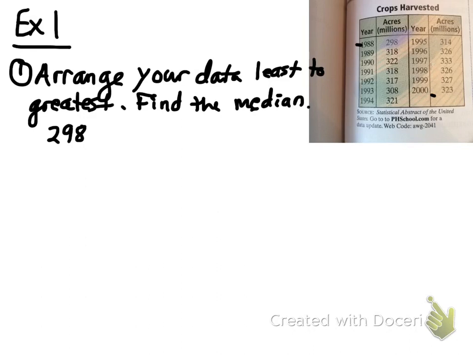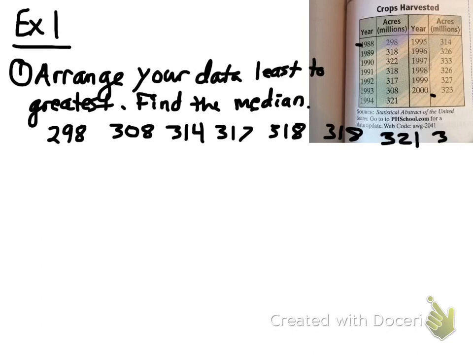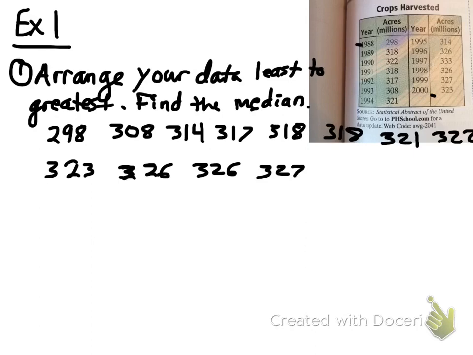Next is 308, 314, 317, 318, 318 again, 321, 322, 323, 326, 326 again, 327, 333. All right, now the middle number in this set of data is 321.